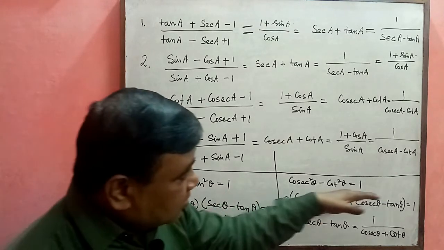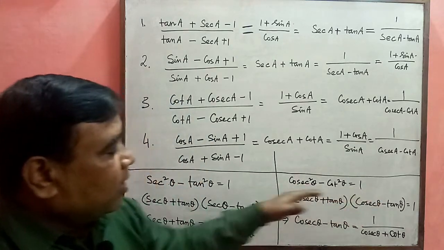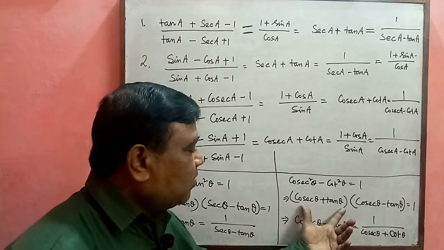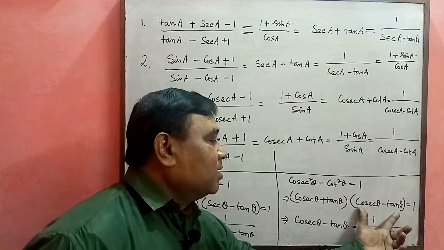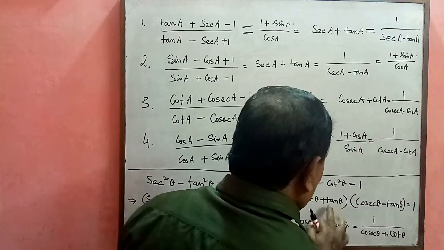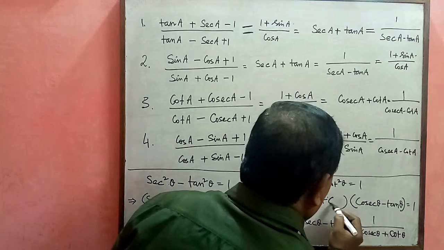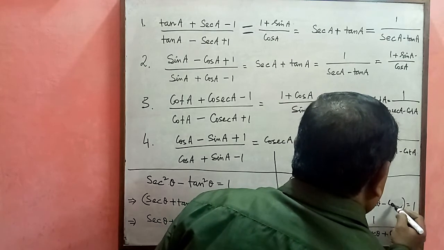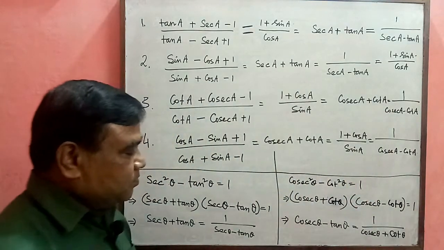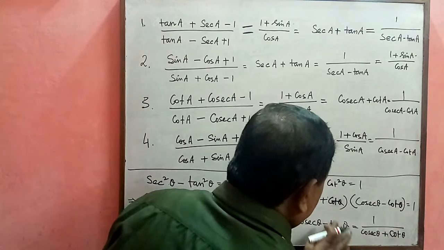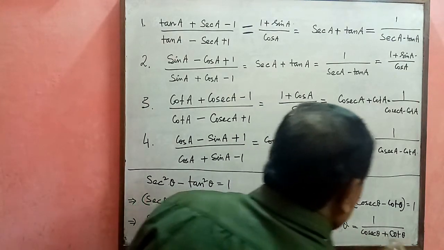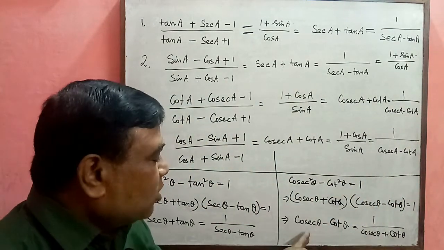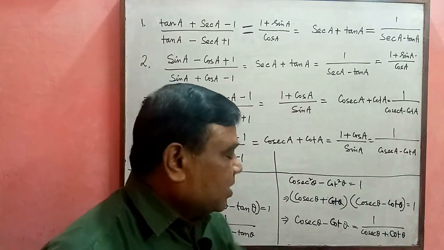Exactly, this is also the same one. Cosec square theta minus cot square theta is 1, and this is (cosec theta plus cot theta)(cosec theta minus cot theta) equal to 1. So cosec theta minus cot theta is 1 upon cosec theta plus cot theta, and cosec theta plus cot theta is equal to 1 upon cosec theta minus cot theta.